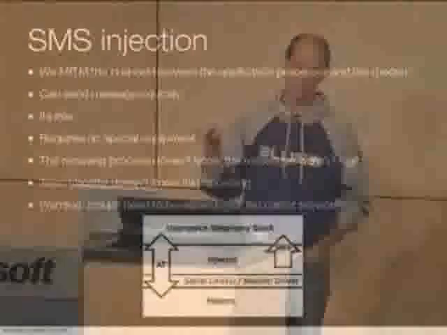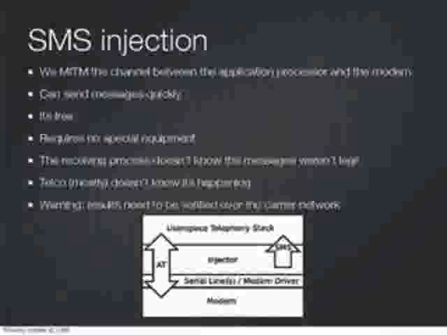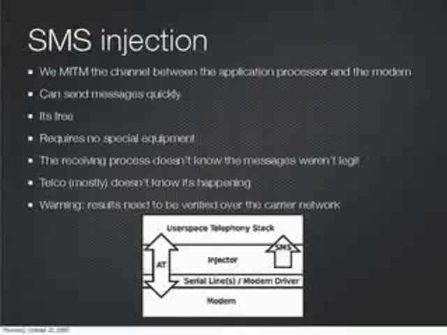And so I just did SMS injection between the 2 processors. So I basically do a man in the middle between the application processor and the modem. At least with GSM, they have a serial line. They do these AT commands, and it's very easy to do that. So I basically do library preloading, and when it tries to open up or read or write to this virtual serial line, I just get in the middle of that, and I also open a TCP port.